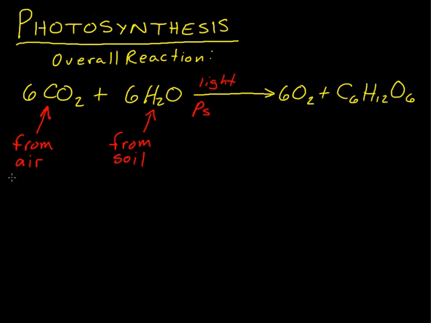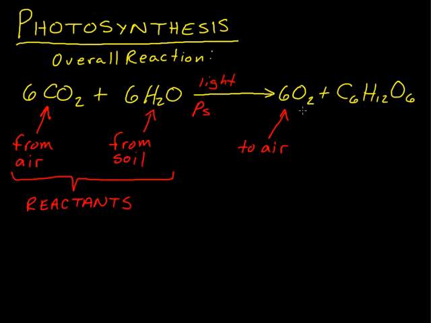So on this side of the arrow, we would say we have what are known as the reactants. And the reactants are present before the reaction takes place. And so the CO2 is in the air, the water's from the soil. Let's talk about what happens on the right side of this reaction, which we refer to as the products. And the first product is 6 molecules of O2, which is oxygen gas. And this returns to the air, fortunately for us, because this is the sole source of the air that we breathe. Without this oxygen that plants produce, we wouldn't be able to survive.